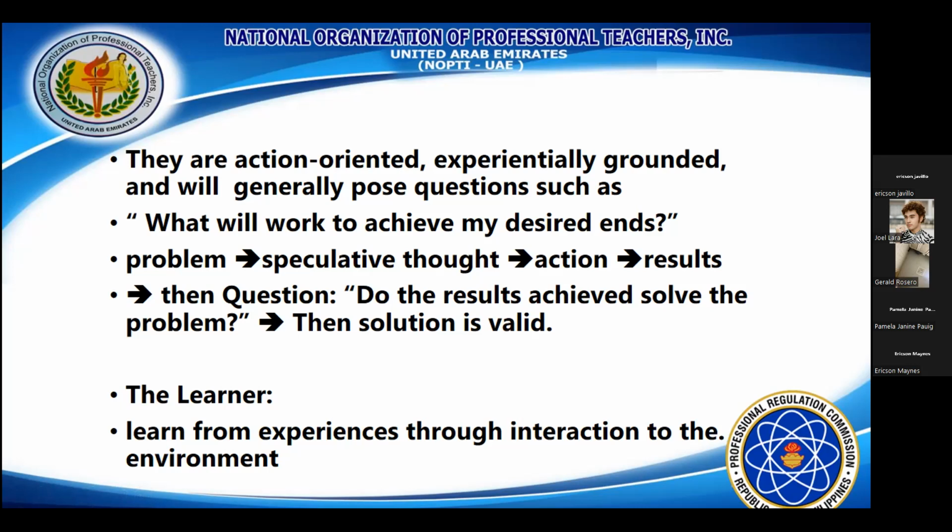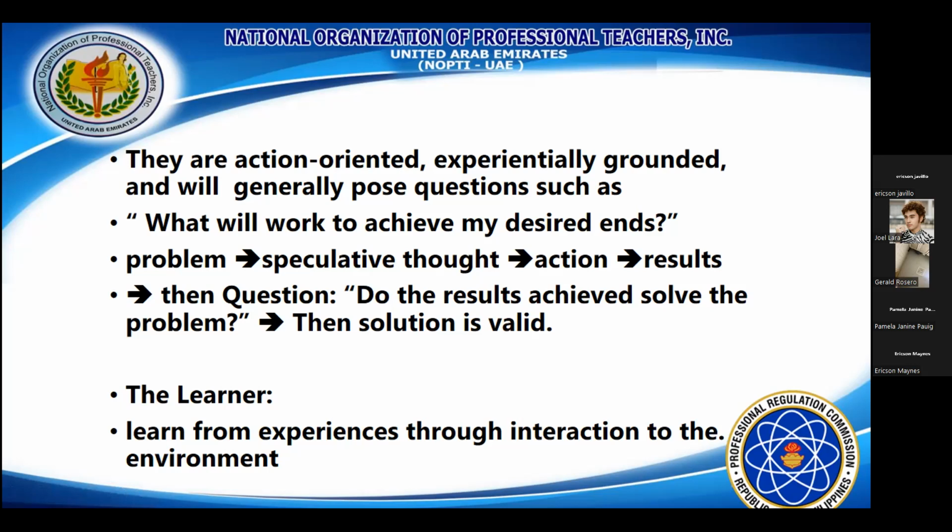So, only those that work to achieve your goals in life are considered true or in reality. So, paano ba ang gagawin nila? From problem, then magkakaroon sila ng speculative thought, then magkaroon na ng action, then the results. Pag meron ng result, then tatanungin mo, do the results solve the problem? If yes, then the solution is valid. Kung hindi, then it's invalid. Hindi siya tama. Hindi siya totoo. So next time, di mo na paniniwalaan.